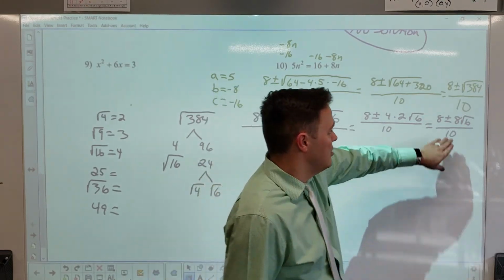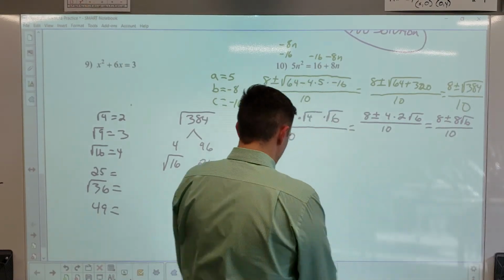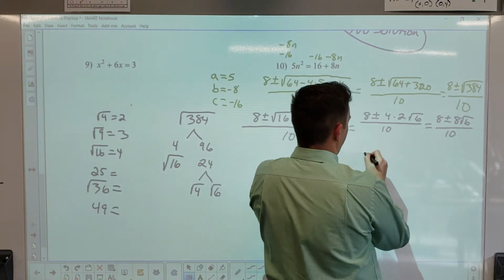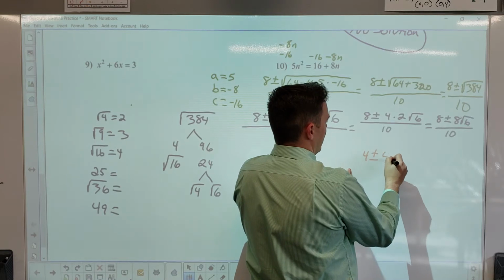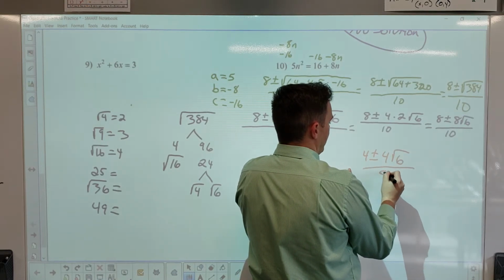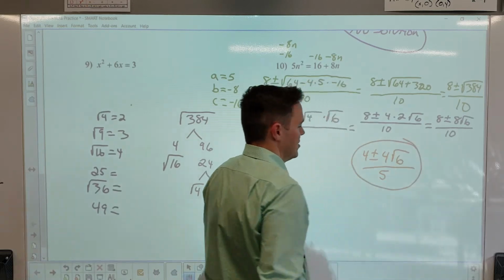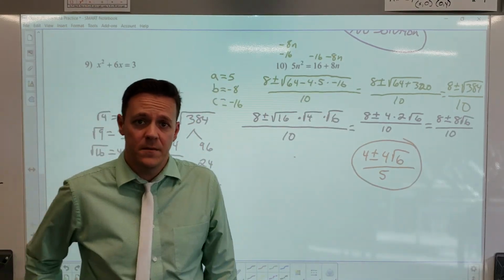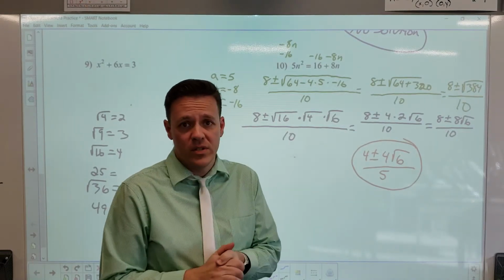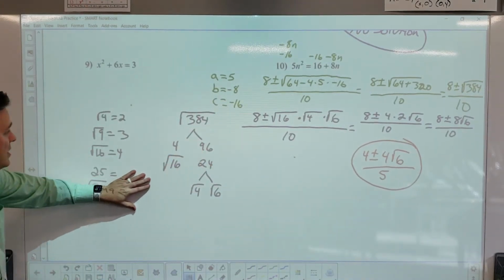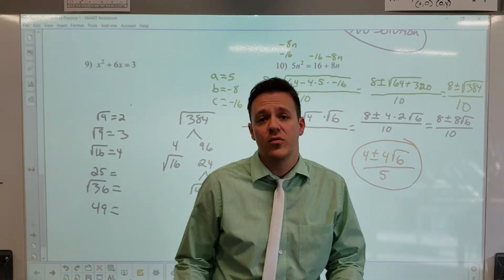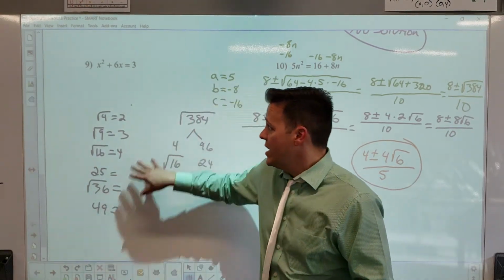Okay. Can you simplify this down one more? You can. You can divide out a 2. If you do that, you would have 4 plus or minus 4 square root of 6 all over 5. Ladies and gentlemen, that would be your number. So, understand kind of what we're going for today. Okay, this is a hard one. I'm glad I showed you guys this one, because this is the kind of stuff you're going to be shooting for in Algebra 2.